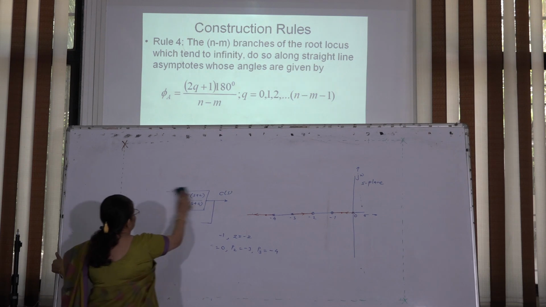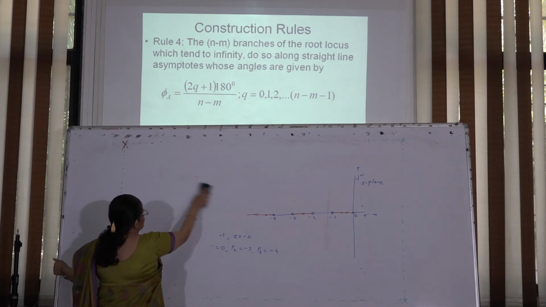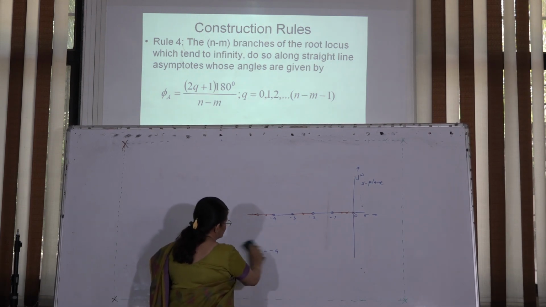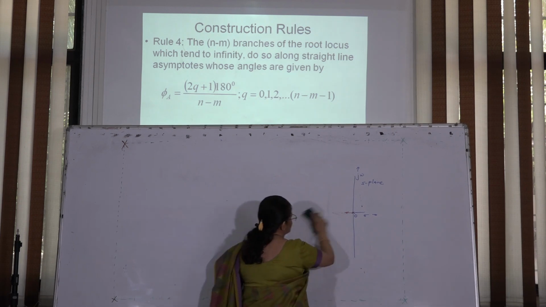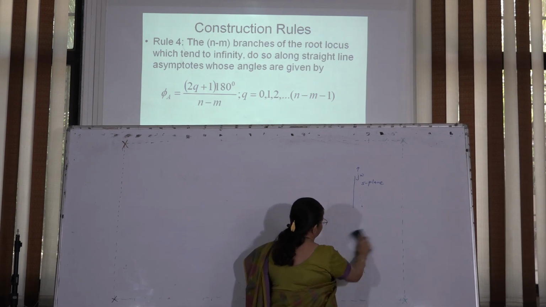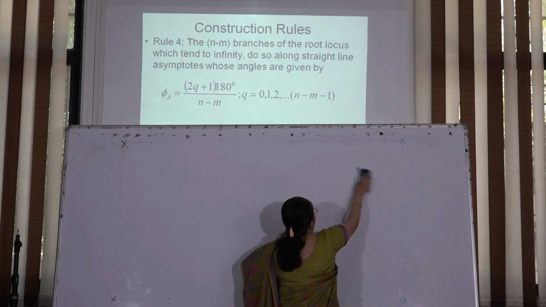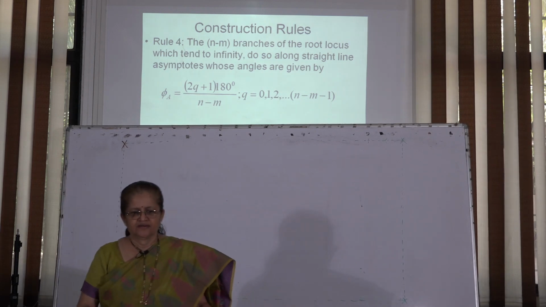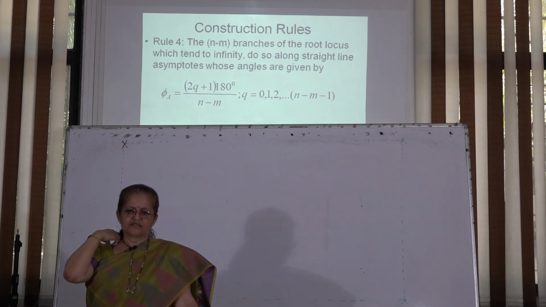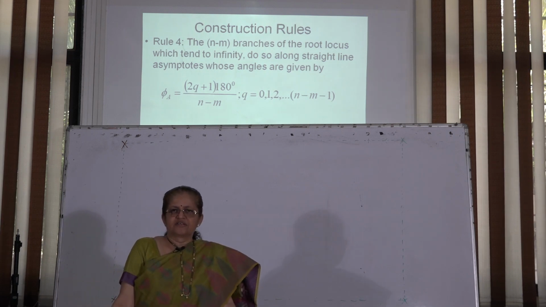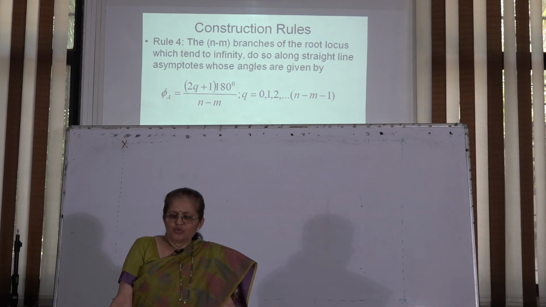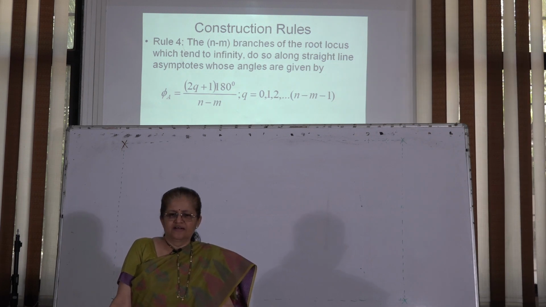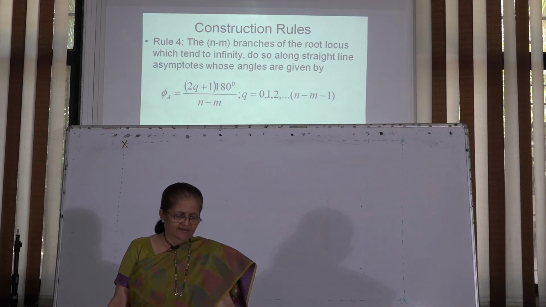So, rule number 4. By applying all the rules, we can draw the root locus properly. So, now we will consider rule number 4. Rule number 4 says the n minus m branches of the root locus which tend to infinity do so along straight line asymptotes whose angles are given by.